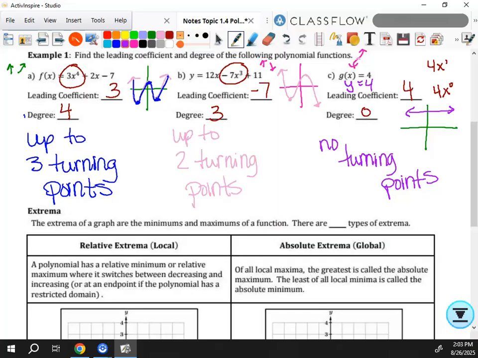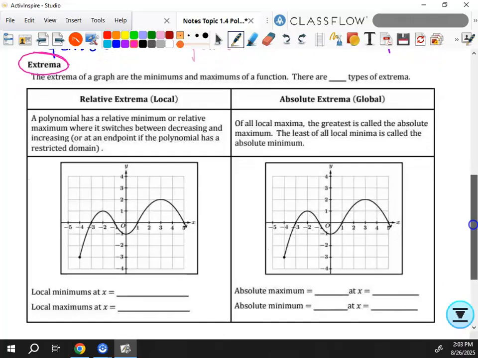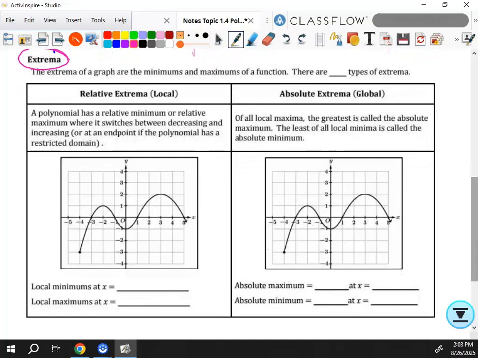Good. All right, so the next thing that we're going to talk about is not something that's new to you. The word extrema might be new to you, but it is just the plural of the word extreme. We could say extremes in plural that way, but extrema is just plural, all right? So the extrema of a graph are the minimums and maximums of a function. And I know you've talked about maximums and minimums.